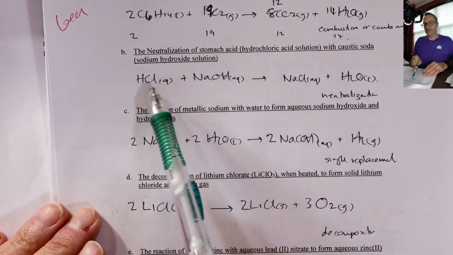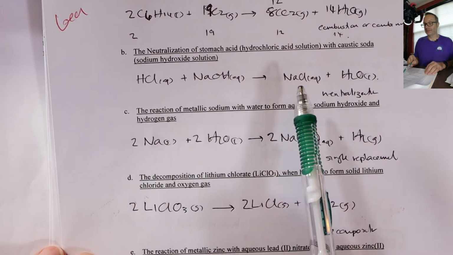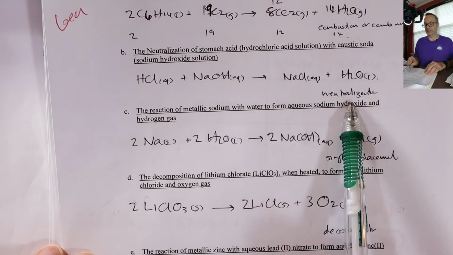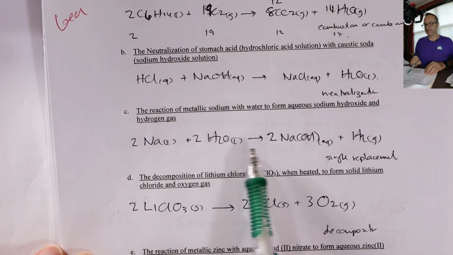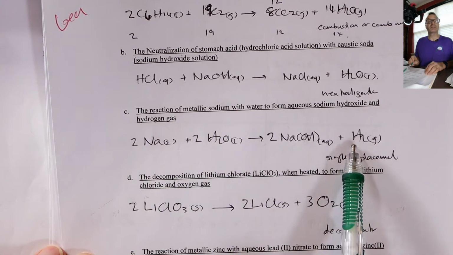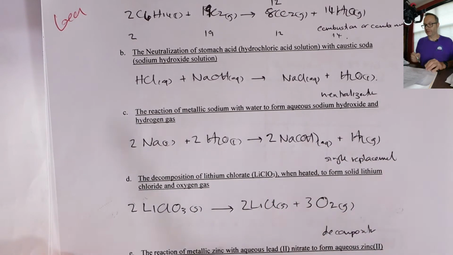HCl and NaOH: neutralization, swap partners, salt plus water. It's a neutralization. Here, sodium plus water reacts to make sodium hydroxide and hydrogen gas. H2 is hydrogen gas. 2, 2, 2, 1. Single replacement.